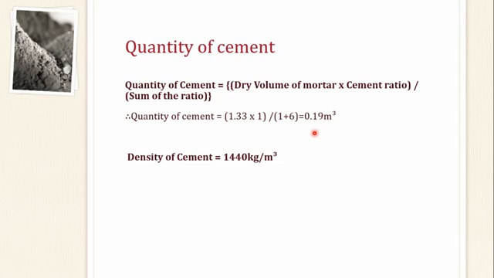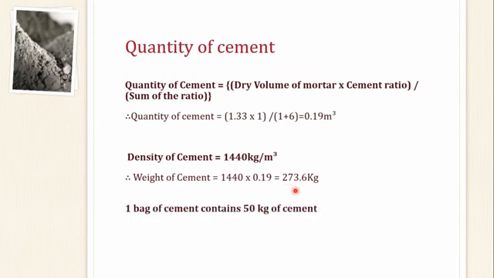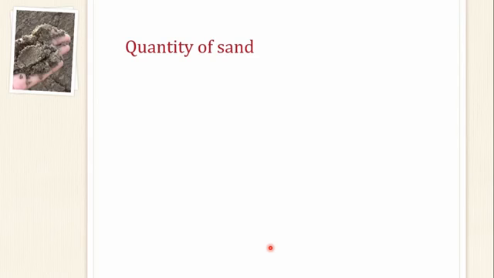And since we know that density of the cement equals 1440 kg per meter cube, if you multiply this density with the volume of the cement, then you will get the weight of the cement. Therefore, weight of the cement equals 1440 multiplied by 0.19, which equals 273.6 kg. As we know that one bag of cement contains 50 kg of cement, to get the number of bags, we have to divide the weight by 50. That's what I did here. 273.6 kg divided by 50 gives us 5.472 bags.